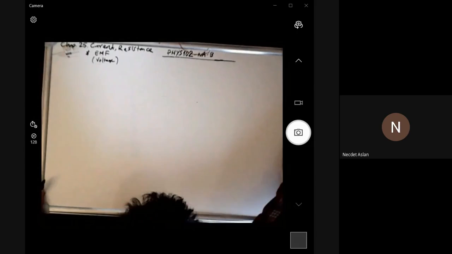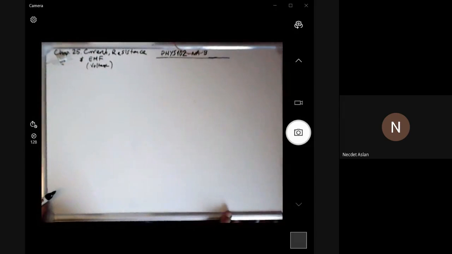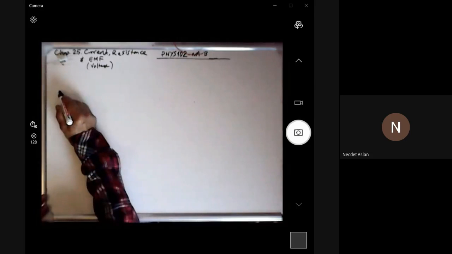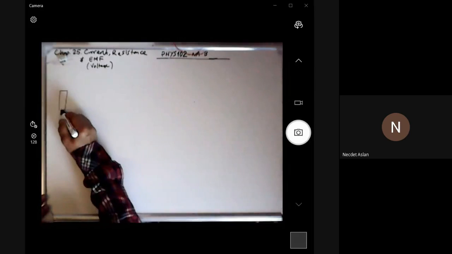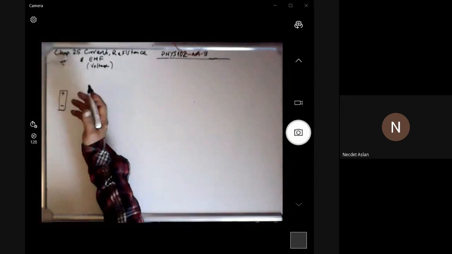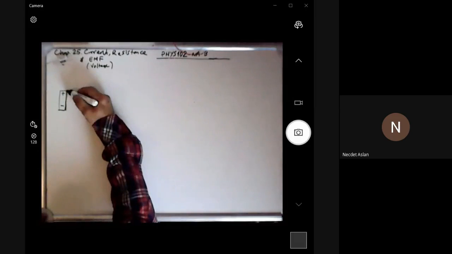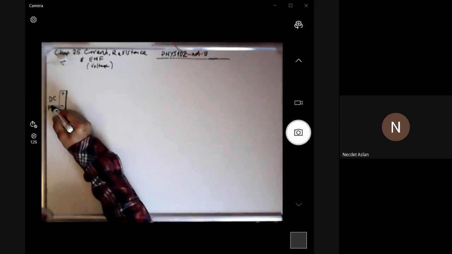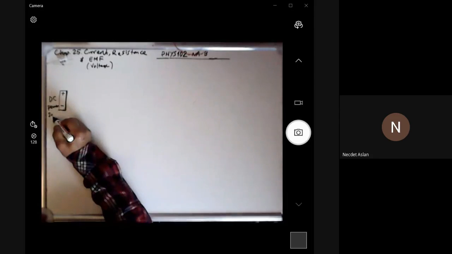I say usually because in space they use some other sources of power instead of a regular power supply. And now let's see that this is the power supply. We say plus and minus. Of course, this is DC now. We are interested in a DC power supply.